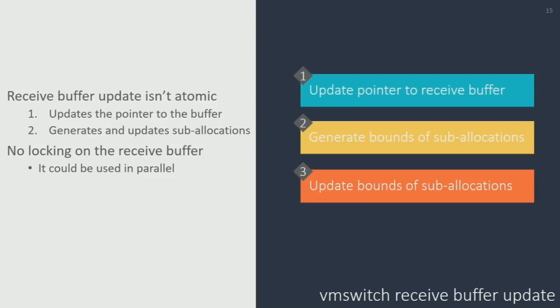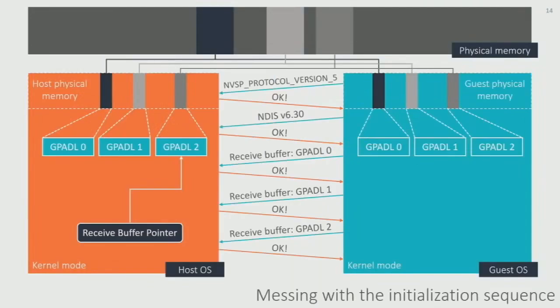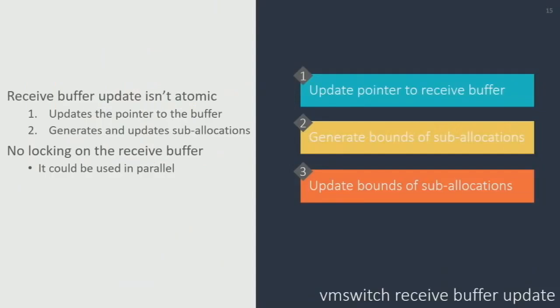And so if you take a look at how the buffer update works, there are three steps, right? The first step is what I was just showing in the slide before, updating the receive buffer pointer, right? So that's pretty straightforward. The thing is, as mentioned before, the host OS is also responsible for generating sub-allocations into that receive buffer, and then sending them back to the guest OS. And so that's actually what the second step is, generating that list of sub-allocations inside of the receive buffer. And then the third step is to actually update those sub-allocations.